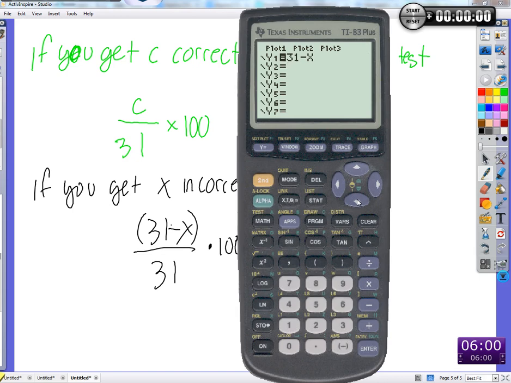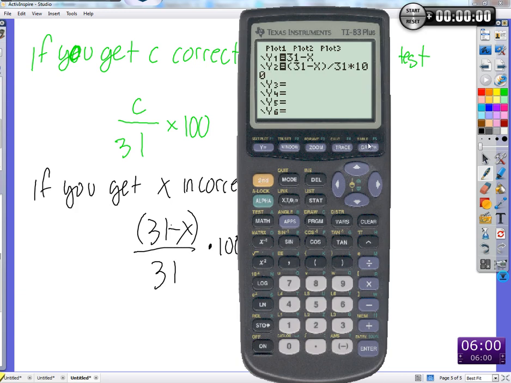Okay, the other one, I want to know your percentage. So do 31 minus X. I group that together. That's up in the numerator. Then divide by 31. Multiply by 100. Okay. It'll do the order of operations. First it'll do parentheses, then divide, then multiply. So it'll do just fine.